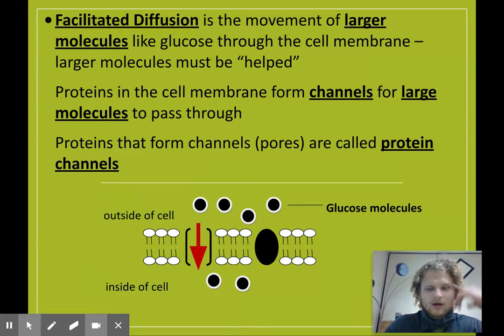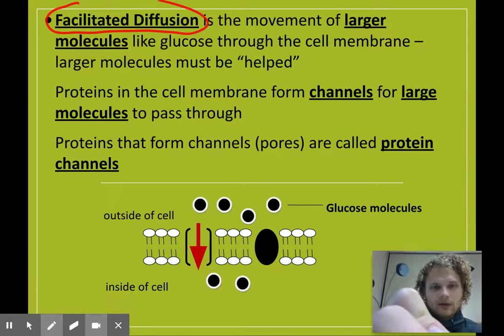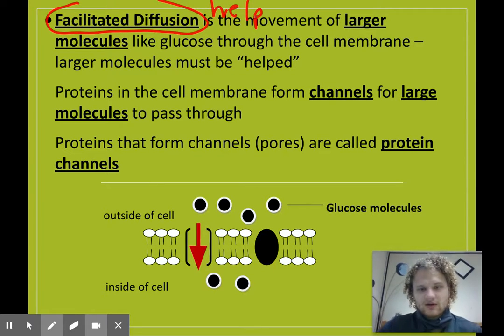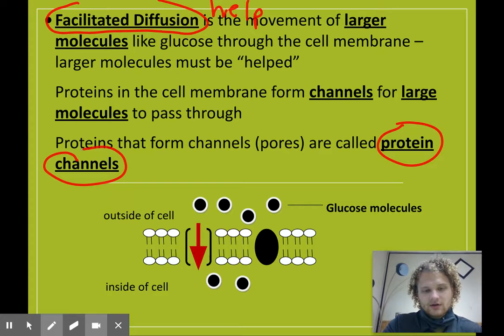All right. So now we're going on to facilitated diffusion. Facilitated diffusion, think of facilitated meaning help is given. Okay. So facilitated, we're talking about it needs help. And so that help is actually going to be these protein channels, which are going to open up and allow things to go from low concentration to high concentration.